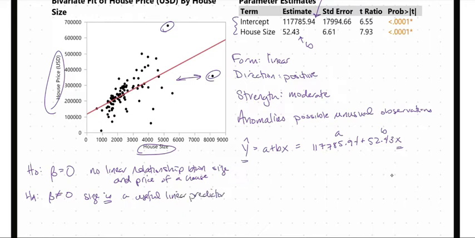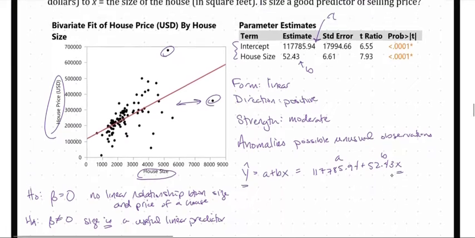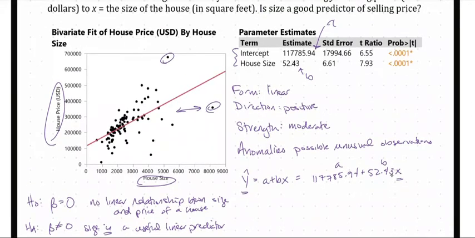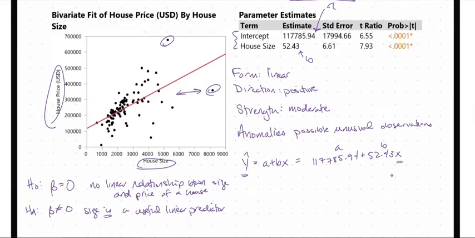Notice, we are not stating specifically that size is a useful positive predictor or size is a useful negative predictor, just that size is a useful linear predictor. And that's because the question up here in the problem is, is size a good predictor? We're not asking about a specific direction, and so our alternative hypothesis there must therefore be two-tailed.